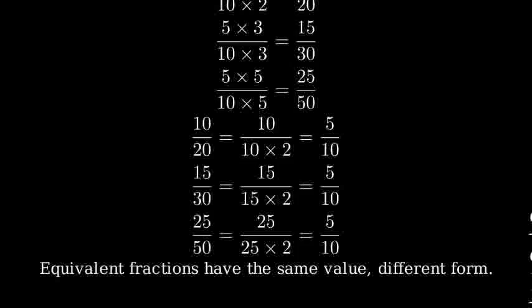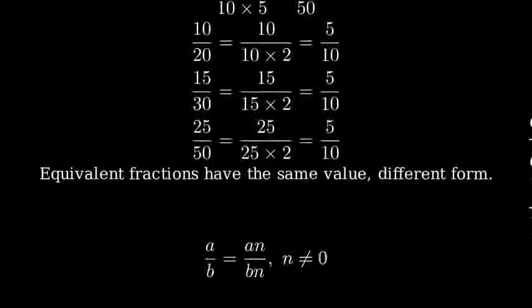In general, for any fraction a divided by b, multiplying both a and b by the number n gives us an equivalent fraction. This pattern holds true as long as n is a non-zero whole number. I hope you'll feel confident saying you understand equivalent fractions.